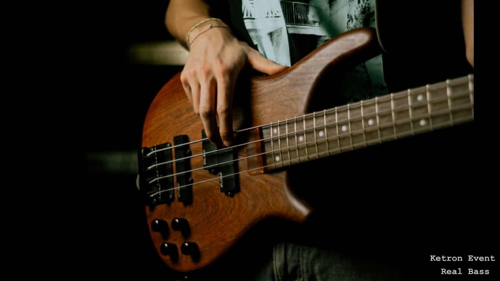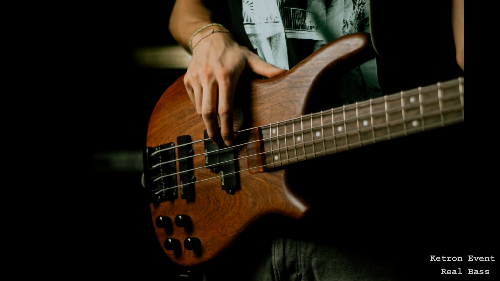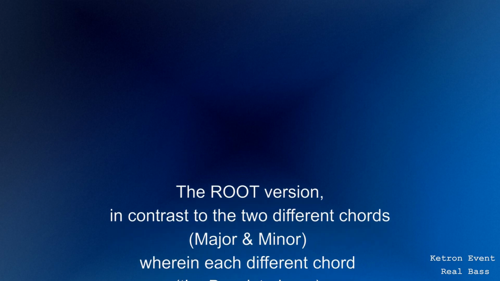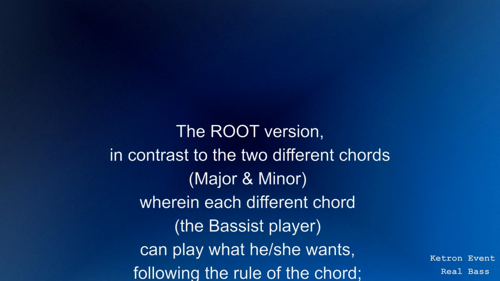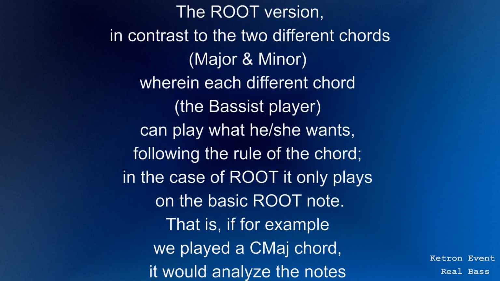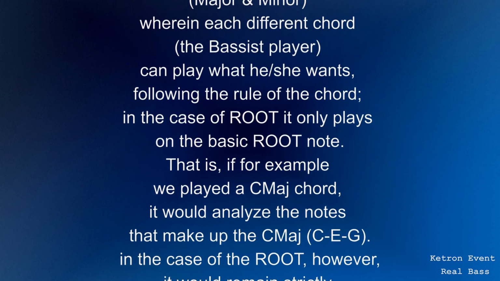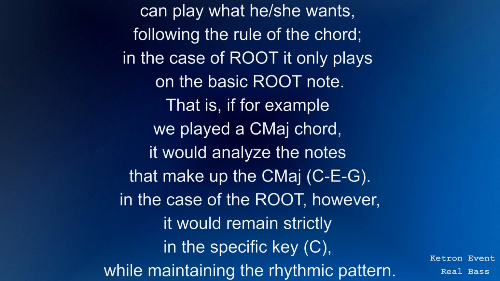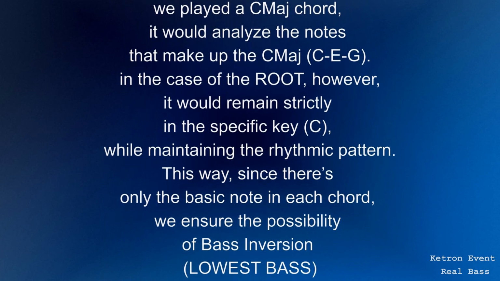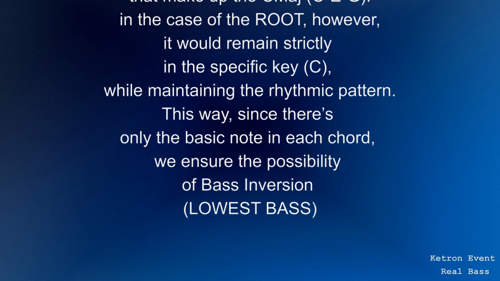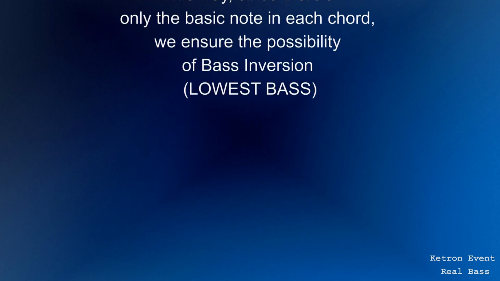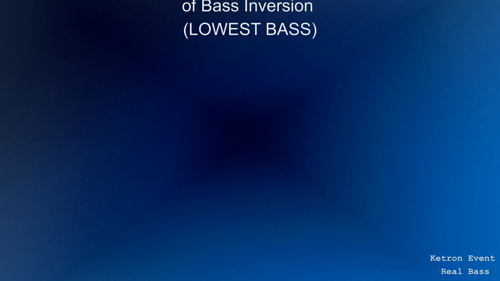Let's first explain what we mean by root version in real bass. So, the root version, in contrast to the 2 different chords, major and minor, where in each different chord the bassist player can play what he or she wants following the rules of the chord and all that, in the case of the root, it only plays the basic root note. That is, if for example we played a C major chord, typically it would analyze the notes that make up the C major, C, E, G. In the case of the root, however, it would remain strictly in the specific key, in this case being C, while maintaining the rhythmic pattern. This way, since there's only the basic note in each chord, we ensure the possibility of bass inversion, the lowest bass.